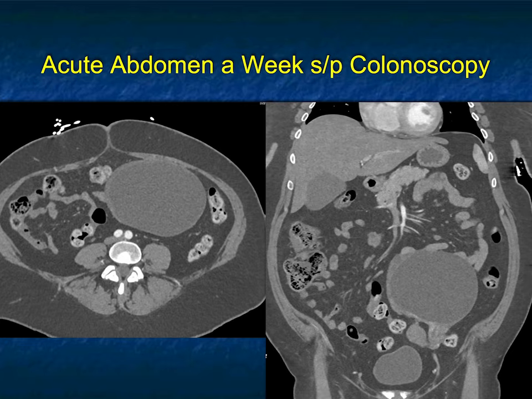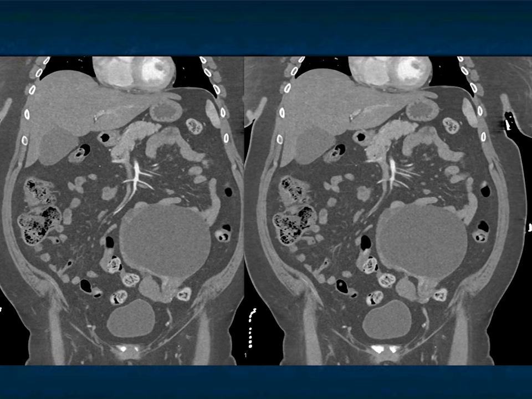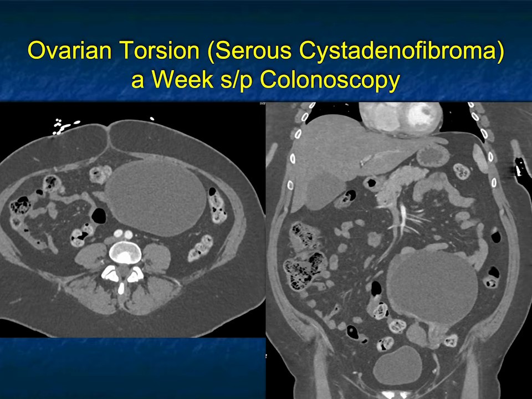Could it be just a perforation and an abscess? That's a possibility. But this is coming off the left adnexa. And maybe it was a coincidence. This patient went to surgery. And this was a torsion of the ovary. There was a serous cystadenofibroma there. Well, maybe that colonoscopy just twisted it enough to cause that problem. Very unusual, but that was the diagnosis.